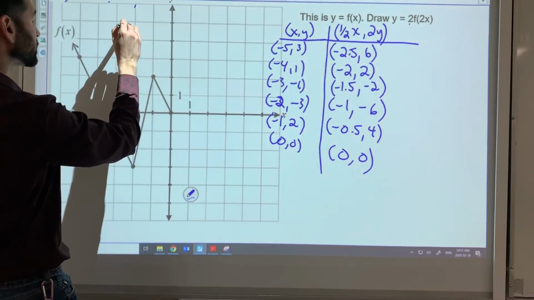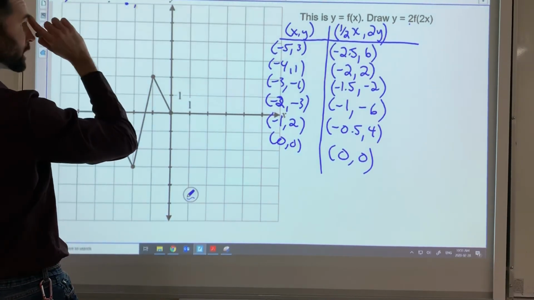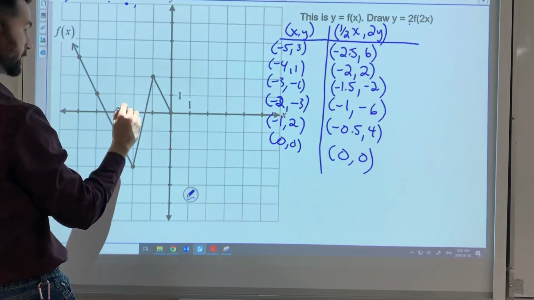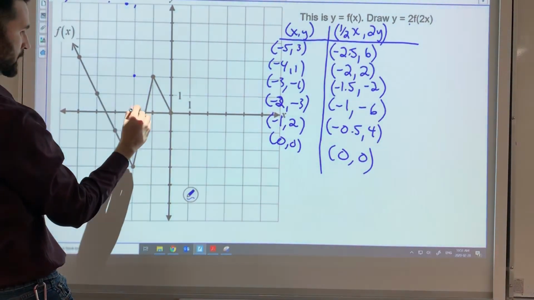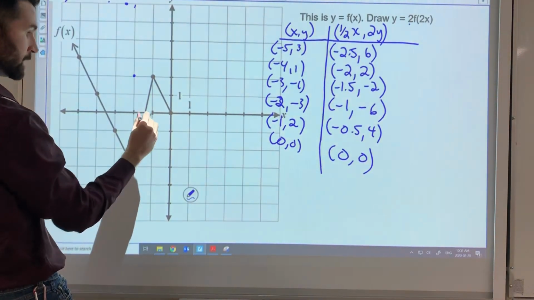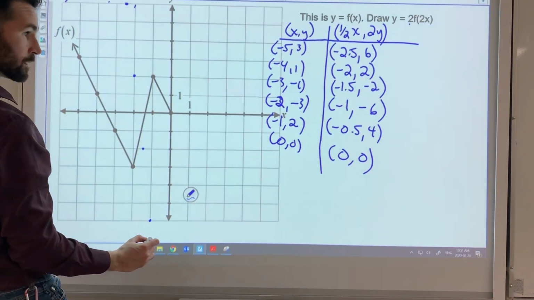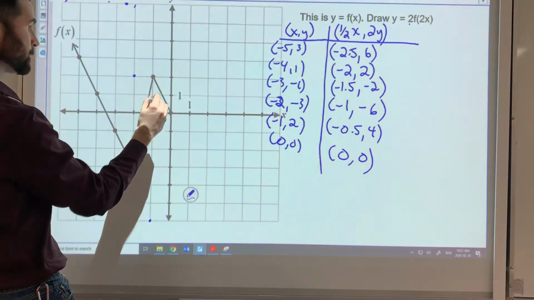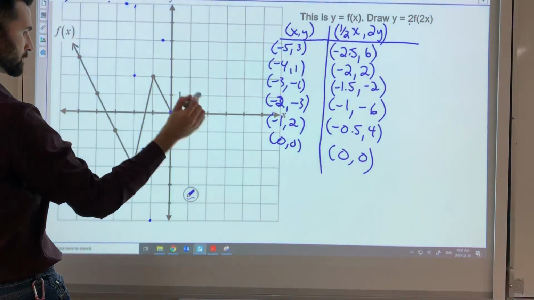1, 2, and 1, 2, 3, 4, 5, 6. We got a dot up there. And then we got -2, 2. And then we got -1.5, -2. And then we got -1, -6. And then we got -1/2, 4. And then we got 0, 0.